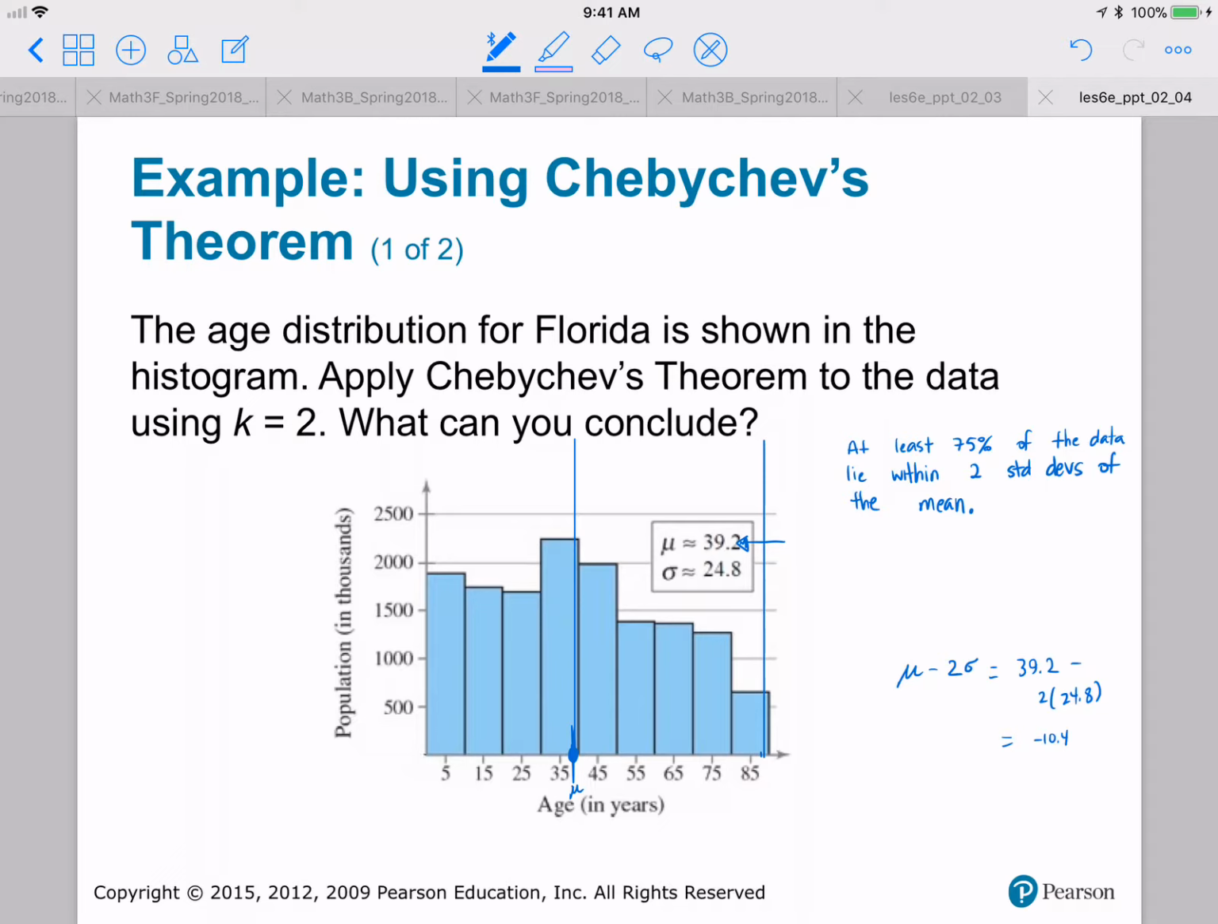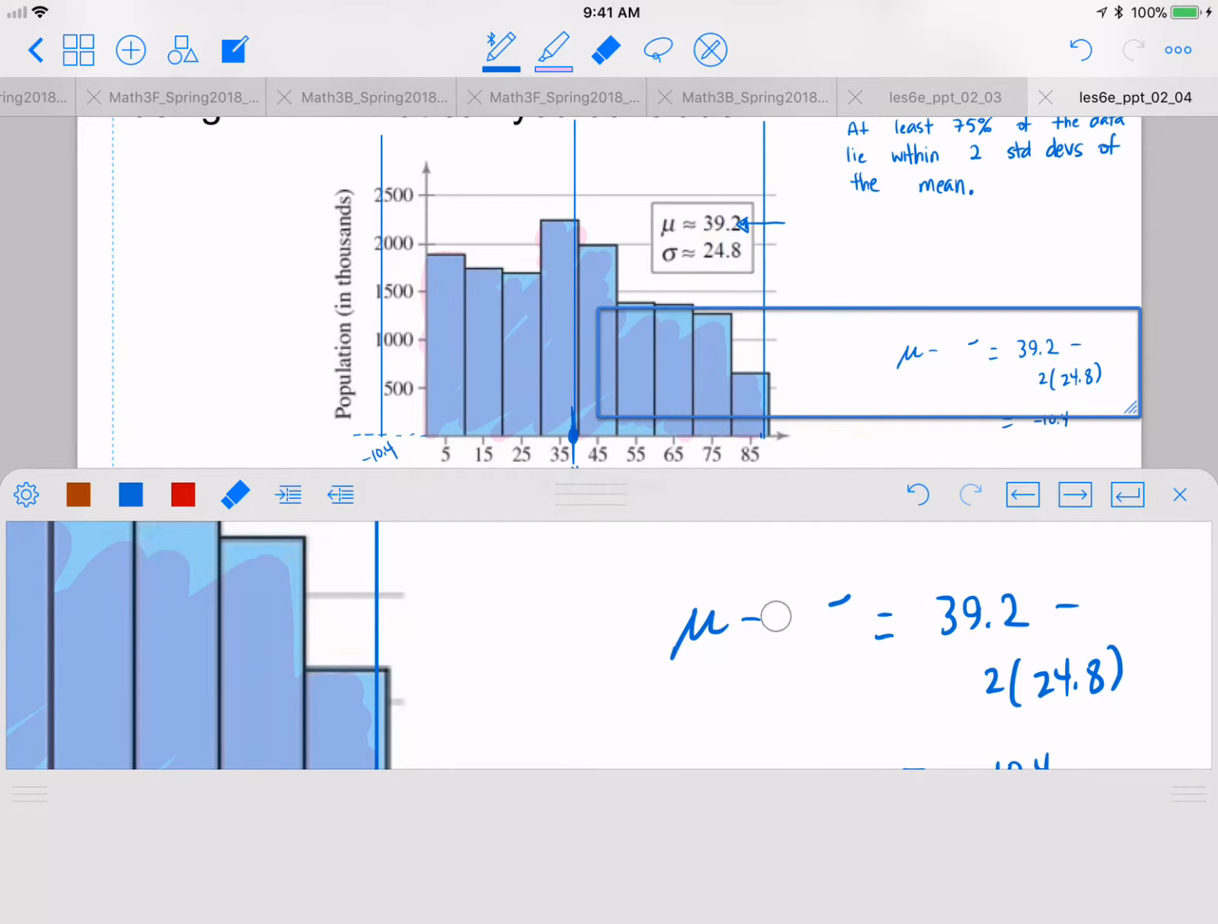Now, negative 10.4, do you see how that doesn't really make sense? Because how can you be negative 10.4 years old, right? So, within 2 standard deviations of the mean, we just stop here at 0. So we're saying anyone from age 0 all the way up to this 88.8. Okay, so let's go ahead and clean this up a little bit.